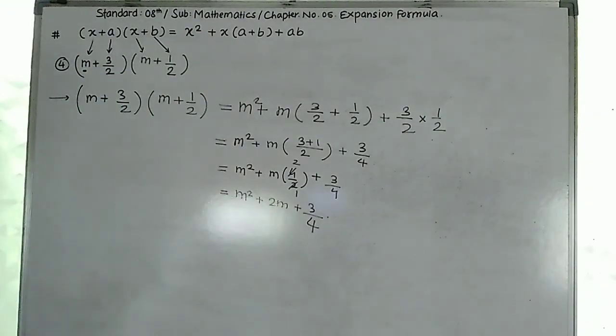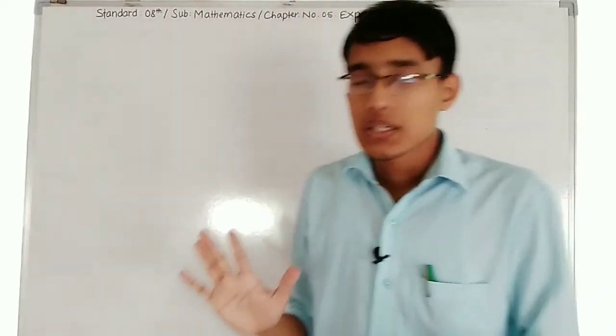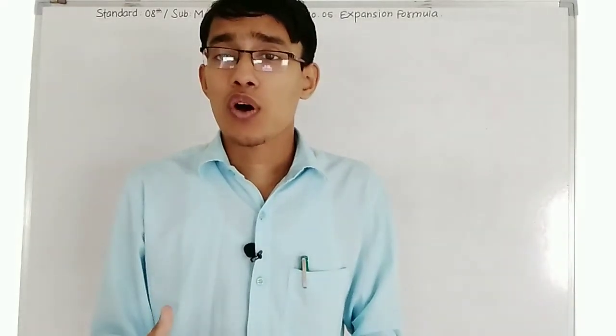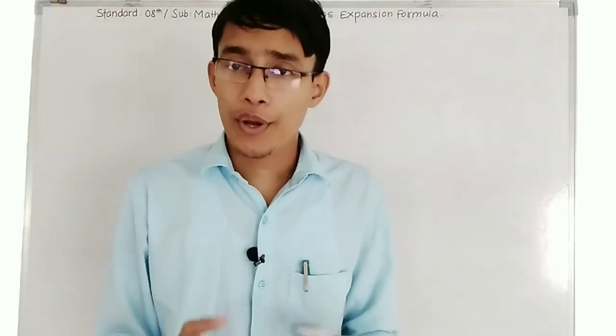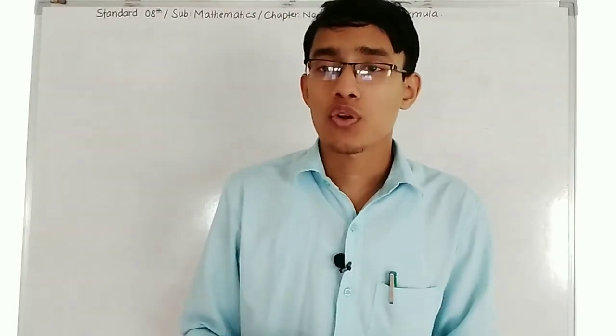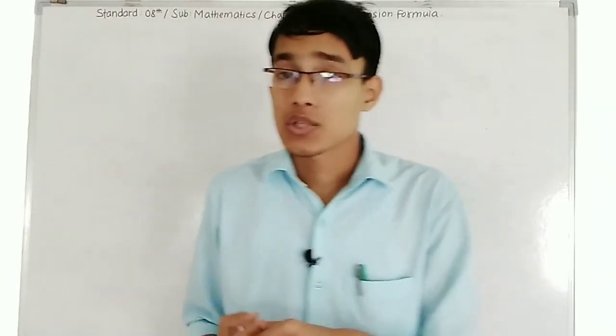Okay, so the expansion of (m+3/2)(m+1/2) is equal to m square plus 2m plus 3 by 4. Okay, so in today's lecture we have solved 4 questions of expansion, okay, expansion of (x+a)(x+b). In the next lecture we will solve some questions from practice set 5.1, okay, and then we will start a new expansion, expansion of another binomial, that is we will see (a+b) raised to the power 3, okay.